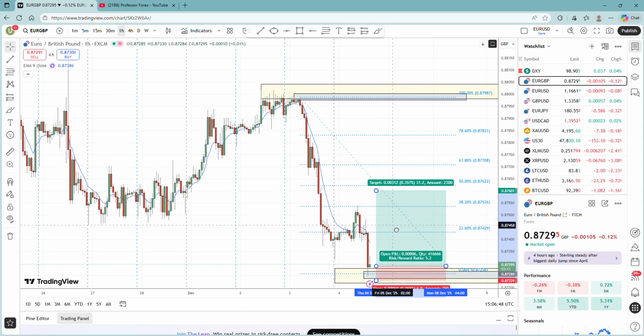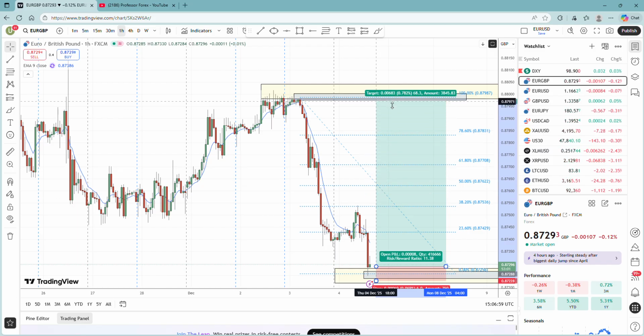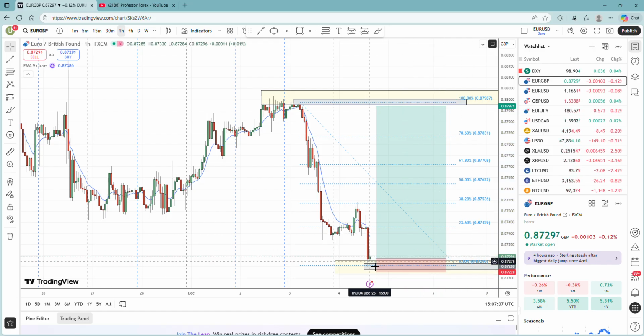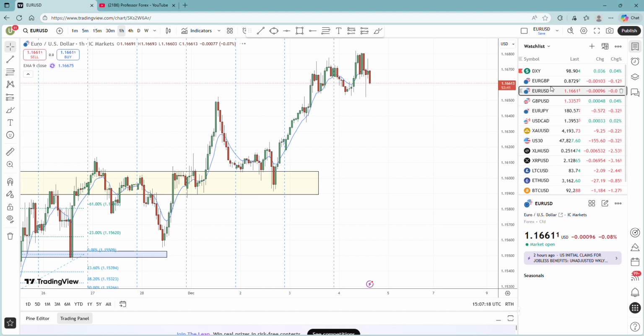6 pip stop loss. TP1 would be here, 24 pips. TP2, TP3. It's a risk to reward ratio of 11. So we'll see how that plays out. If I see bullish momentum here after this candlestick, an inverted hammer, buyers are coming into the market, potentially buy.